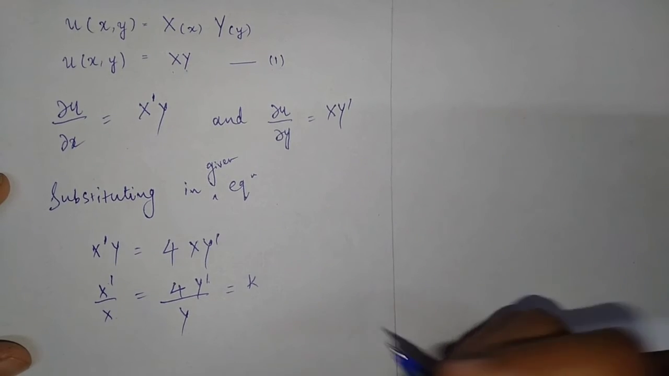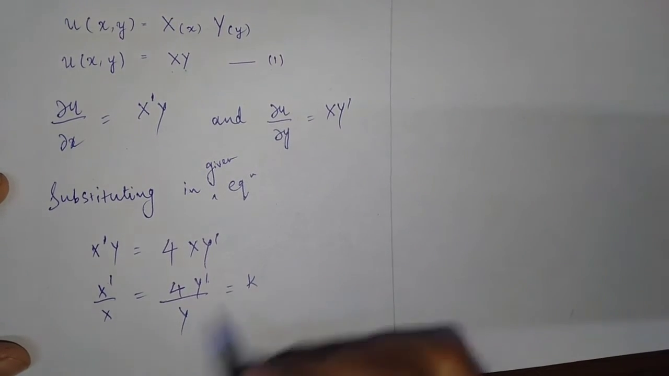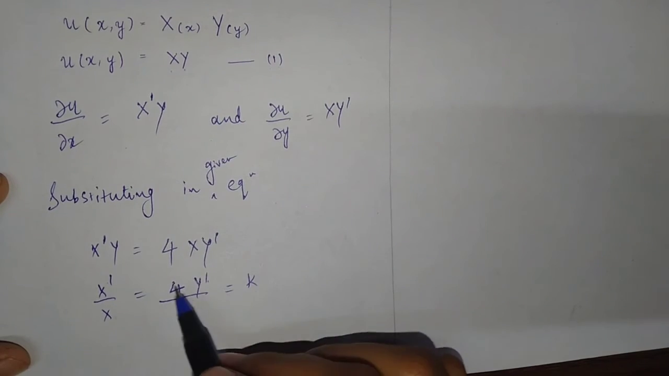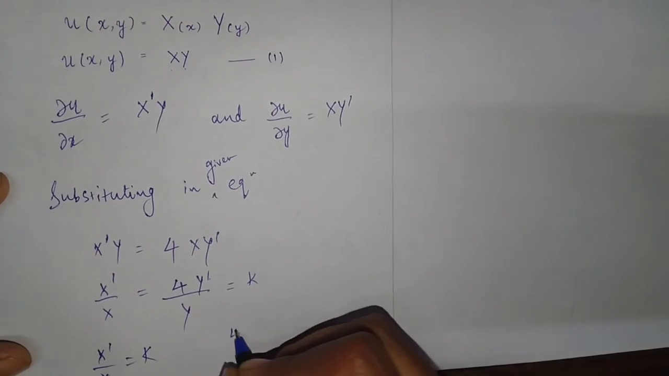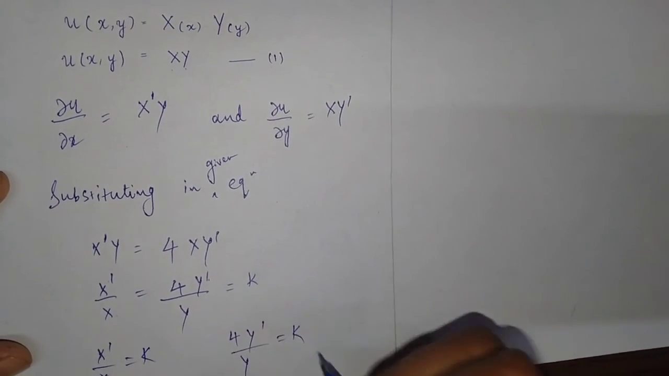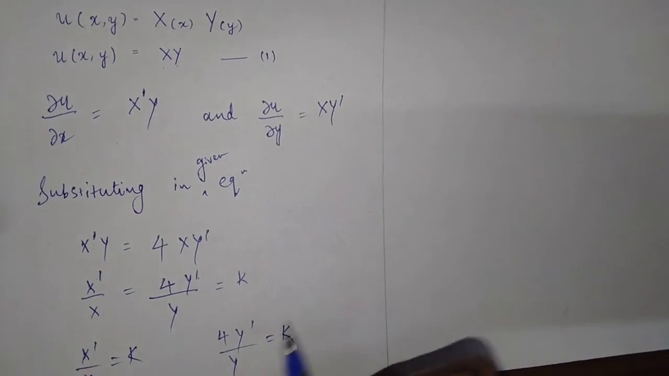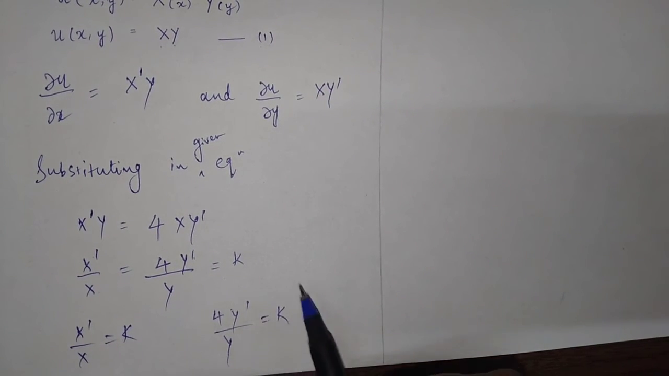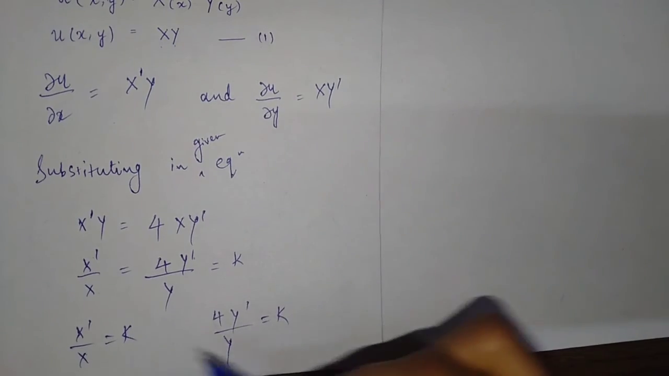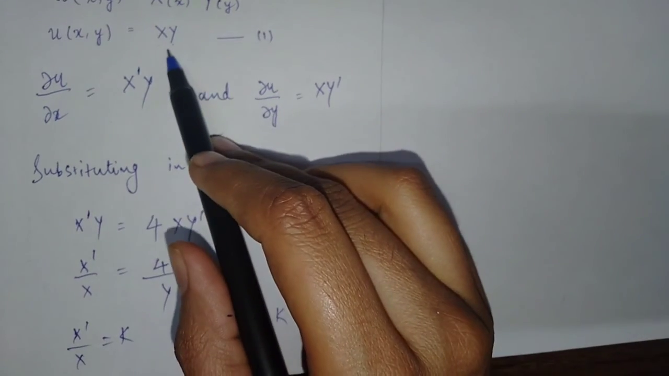Okay, you can take any constant, but generally we are taking k. So this term will also be equal to k, and this term will also be equal to k. That is, X dash by X is equal to k, and 4Y dash by Y is also equal to k. So from this equation we will find the value of capital X, and from this term we will find the value of capital Y. But how will we find it? By integrating both the equations. First of all we will integrate this equation, and then we will integrate this equation. So we will get the value of capital X and capital Y, and that value we will put here.